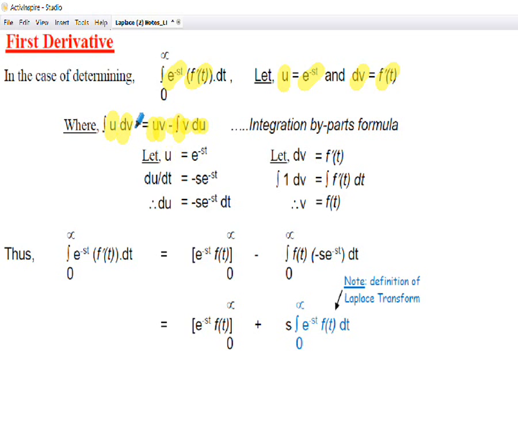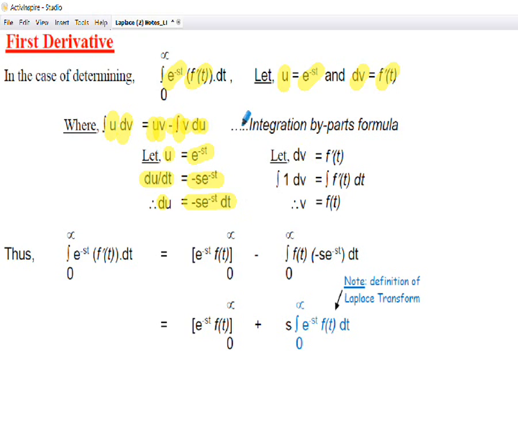So if we let u equal e to the minus st, to find du, I'm going to have to differentiate u with respect to t, which I'm doing here, and from standard derivative tables, e to the minus st differentiates to minus s e to the minus st, and if I multiply both sides by dt, I end up with this expression of minus s e to the minus st times dt. So I have an expression for du.